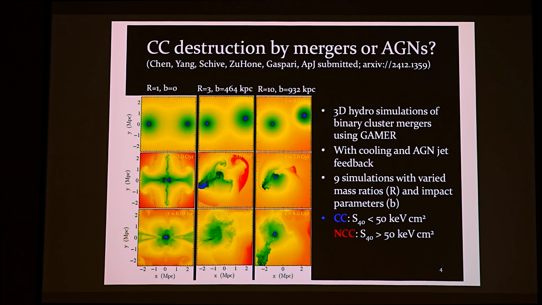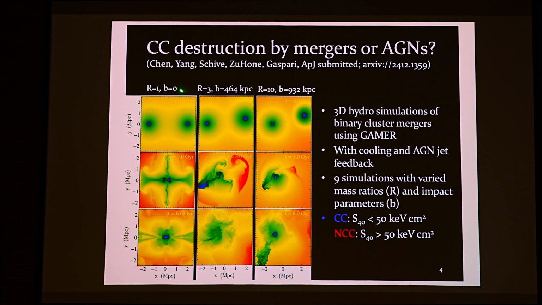In our simulation, we have radiative cooling and AGN jet feedback. We have 9 different simulations with varied mass ratios and impact parameters. You can see 3 of the 9 simulations here. For mass ratios, we have 1:1, 3:1, and 10:1.